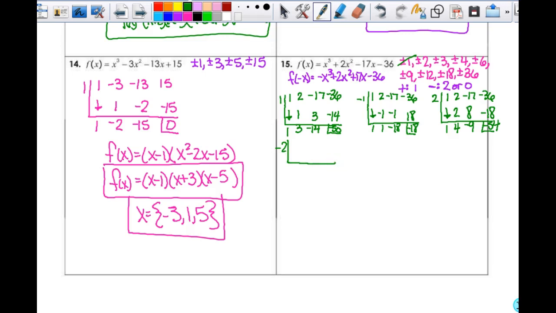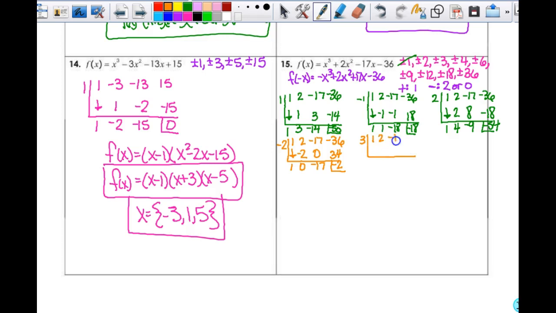All right. And it's going to give me 1, 2, 7. Well, here, let me do a different color now, so they don't all blend together. So where am I? Negative 2. So 1, 2, negative 17, negative 36. 1, negative 2, 0, 0, negative 17, positive 34, negative 2. All right, so that doesn't work, so we'll move on to 3.